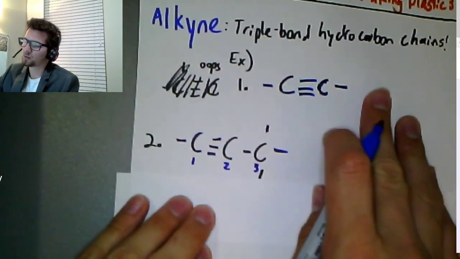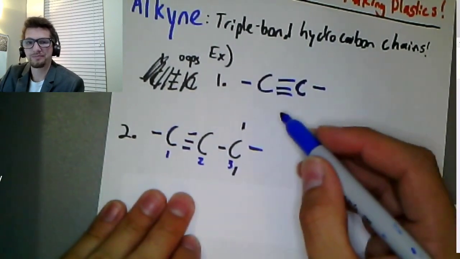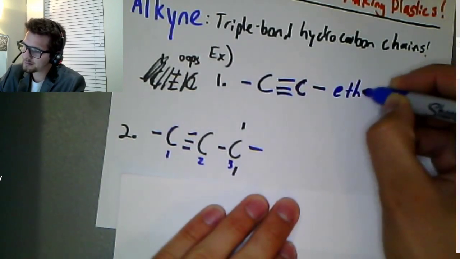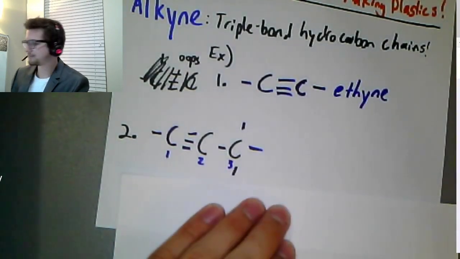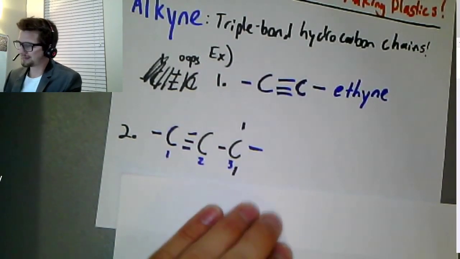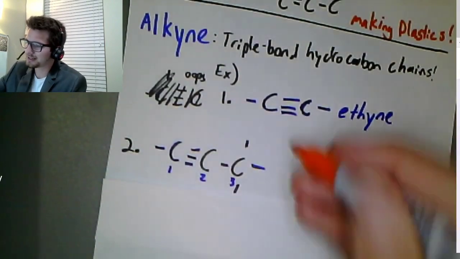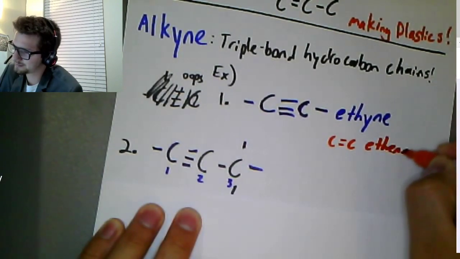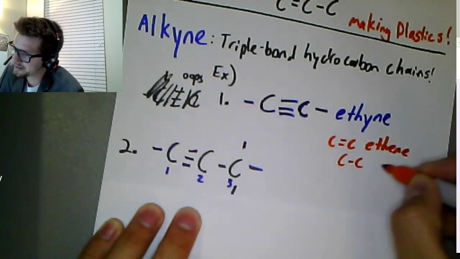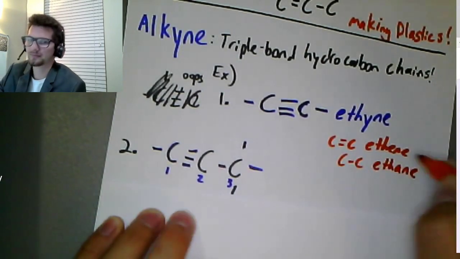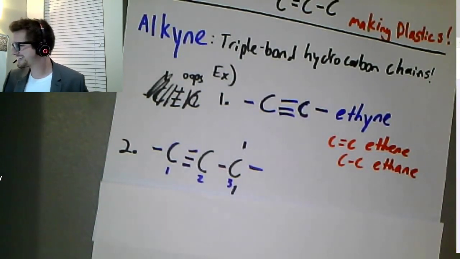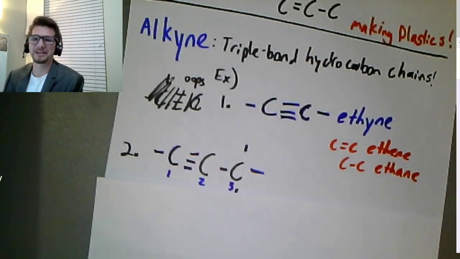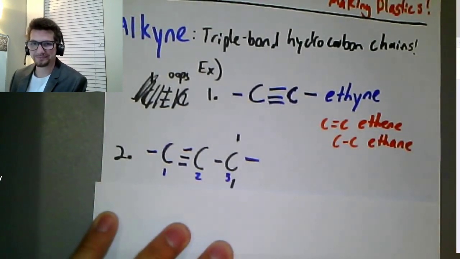So what do we do? Well, let's look at the first one. If you have a carbon triple bonded with another carbon, the name is ethyne. And just as a quick side note, this is ethyne, this was ethene, and this was ethane. So you can see how the only thing that's really changing is that one middle letter. The triple bond gives you a Y, the double bond gives you an E, and the single bond gives you an A. That's the naming system.